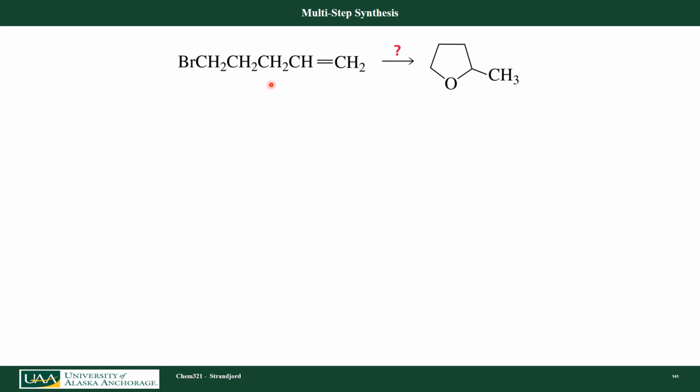Here's an interesting one. I have an alkyl halide that's also an alkene. Here I have 1, 2, 3, 4, 5 carbons. I know about substitution reactions, so I need something to attack, maybe is my thought right now, to attack that carbon to do a substitution reaction. Maybe I could make this side of the molecule nucleophilic so that it could attack that carbon in a ring.